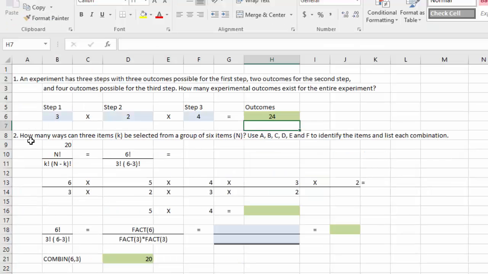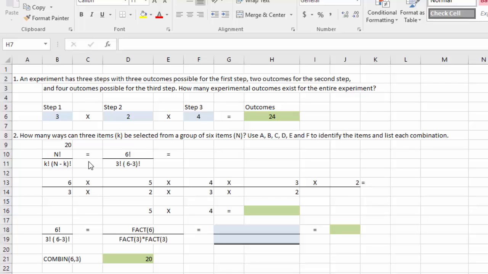Number 2. How many ways can 3 items, or k, be selected from a group of 6 items, or n? Use A, B, C, D, E, and F to identify the items in each of the combinations. So if we look at the calculation here, we have n exclamation. The exclamation simply means the factorial. So this is the population factorial. We divide that by k factorial times n minus k factorial.